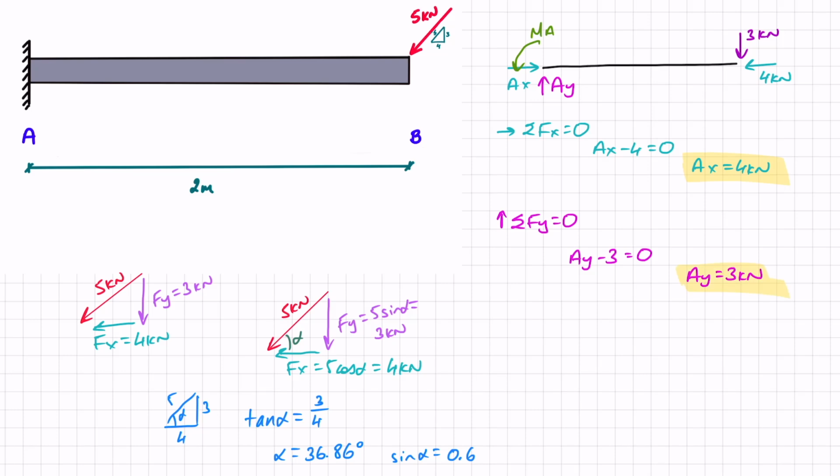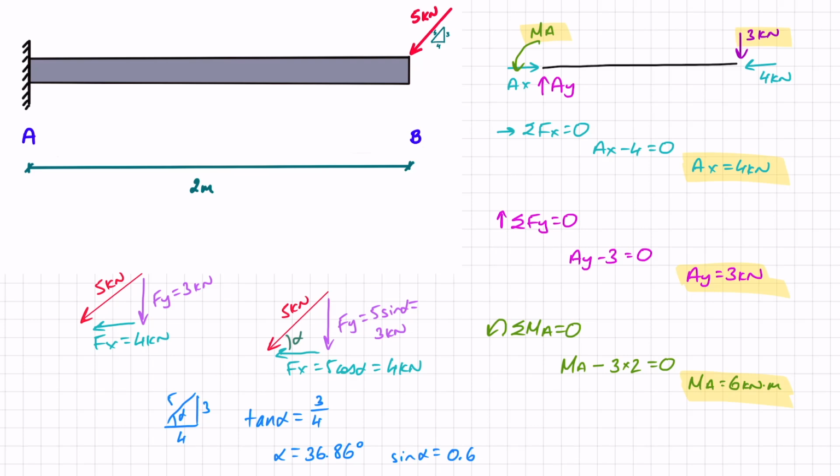And the last thing that I want to do is sum of moments around A. So once again, I'm choosing A because my two unknown forces AX and AY pass through A. I can also see that the 4 kilonewtons at B also pass through A. So really all I'm left with is this 3 kilonewtons here that can contribute to a moment and this concentrated moment here. So MA at A is positive, and then I've got that 3 at B creating a clockwise or negative moment, so minus 3 times a distance of 2 equals 0, and therefore MA equals 6 kilonewton meters.